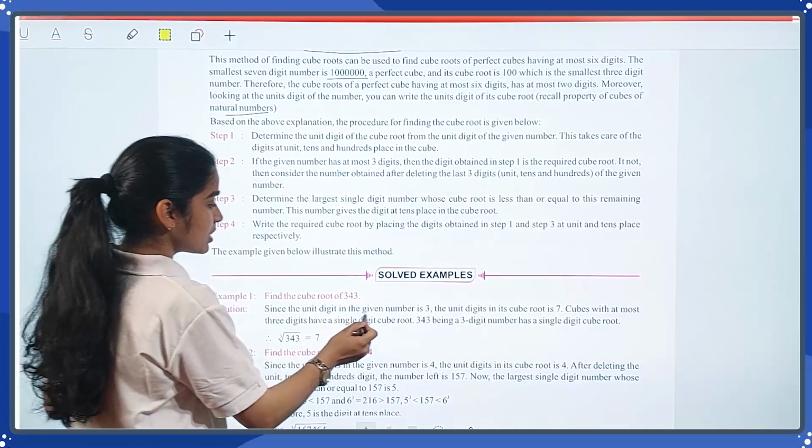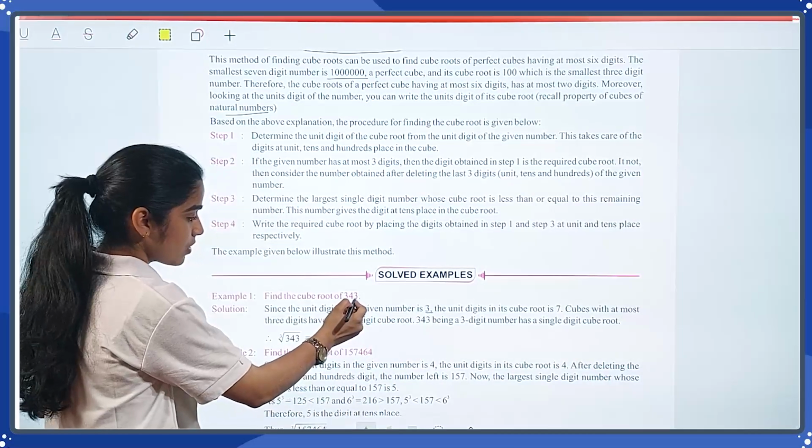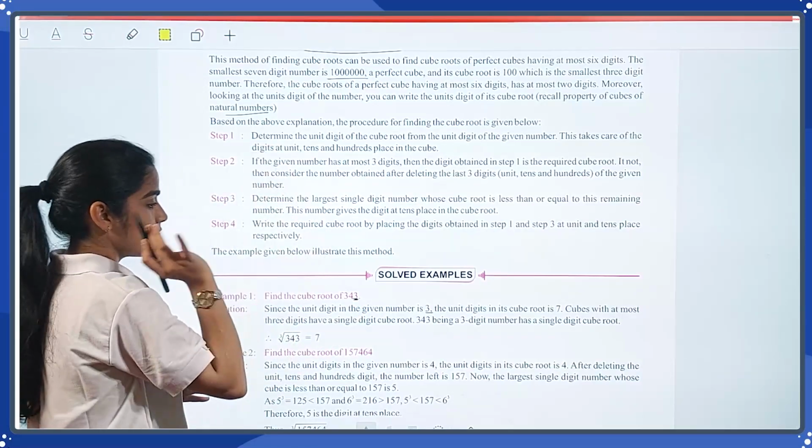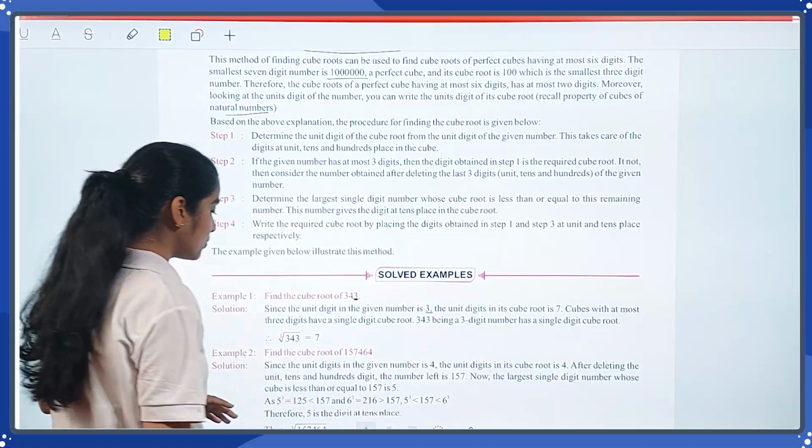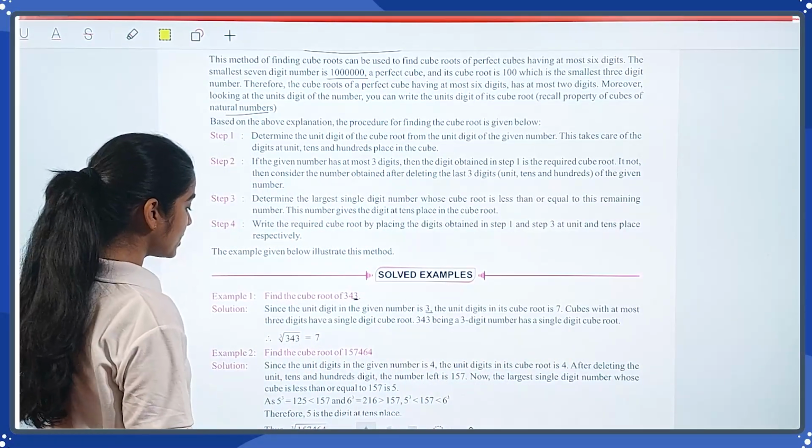Since the unit digit in the given number is 3, the one's place is 3, the first step is fulfilled here. The unit digit in its cube root is 7. So, now the cube root is 7. How can you calculate? It is 3.